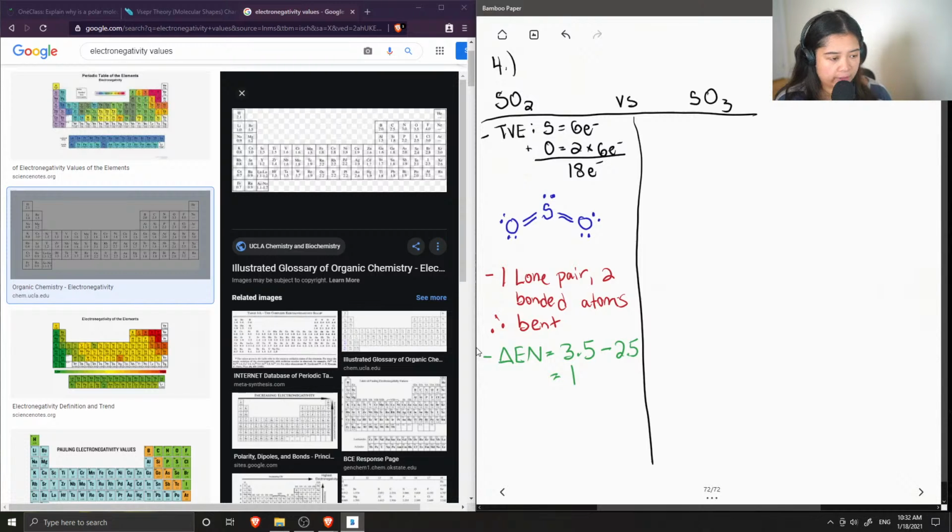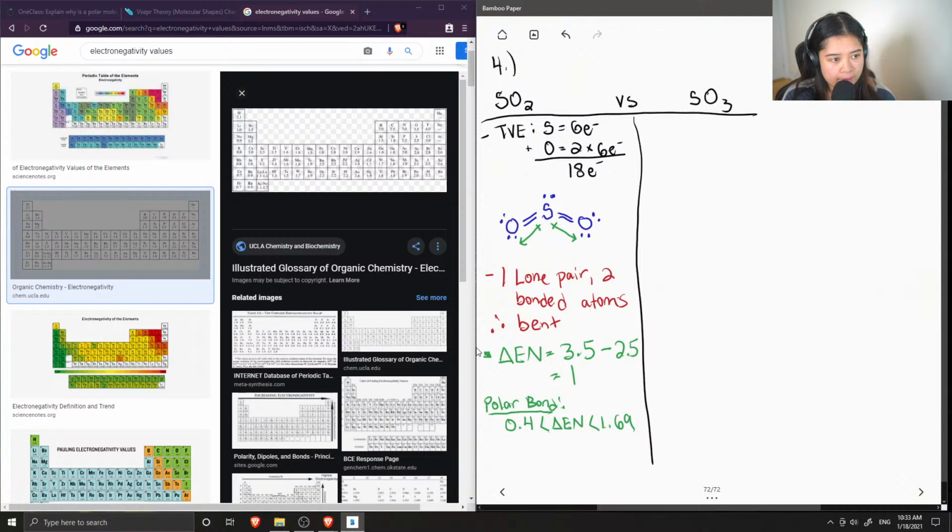And the reason why I calculated the electronegativity difference is because when we have a polar bond, then your electronegativity difference is greater than 0.4, but less than 1.69. So what this tells us is that because the difference in electronegativity between sulfur and oxygen is 1, there are going to be dipole moments pointing towards the direction of the oxygens.